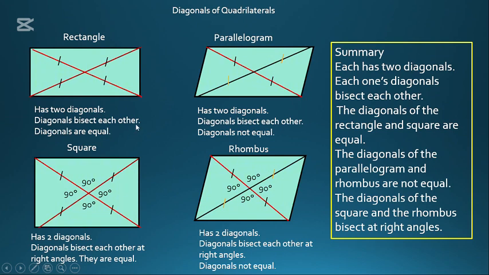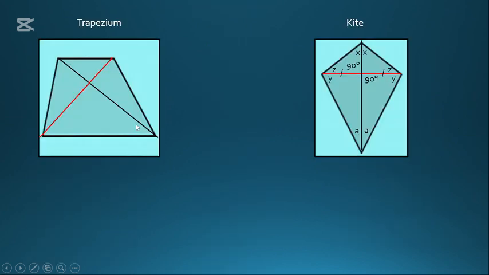Right. Now we get to the last two. Trapezium. Also two diagonals, but the diagonals are not equal. Right. Then we get lastly to the kite. Two diagonals over there. You see there?